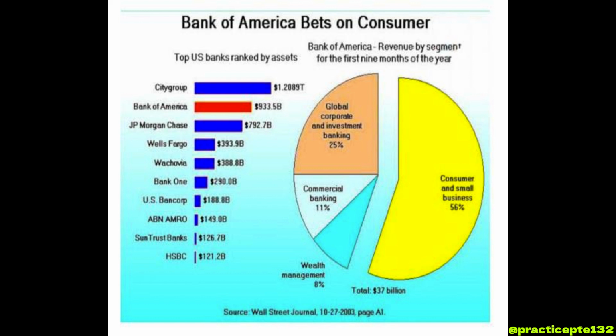On the contrary, the lowest value of U.S. banks ranked by assets is around 120 B, which is in HSBC. You can see from this graph that the largest proportion of the Bank of America is around 56, which is in consumer and small business. You can also see from this graph that the smallest proportion of the Bank of America is around 8, which is in wealth management. In conclusion, this graph is very informative.